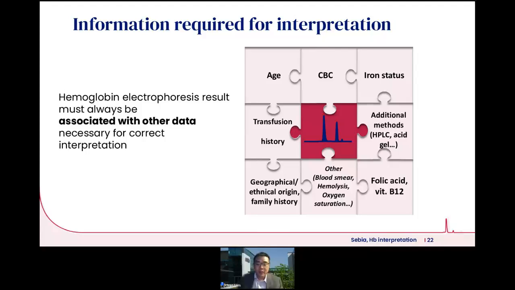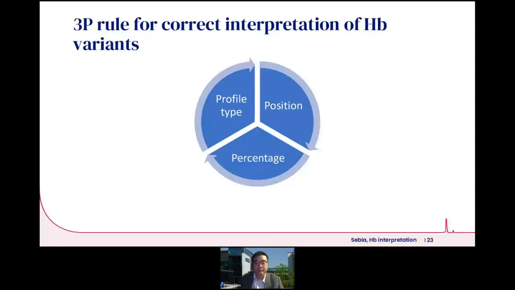If the patient comes from a geographical location that has the hemoglobinopathy in endemic proportions, you would more likely expect the patient to have the common variants as well. And also importantly, look at nutrient deficiency and other parameters like blood smear, hemolysis, or oxygen saturation. So we have here the 3P rule for the correct interpretation of hemoglobin variants.